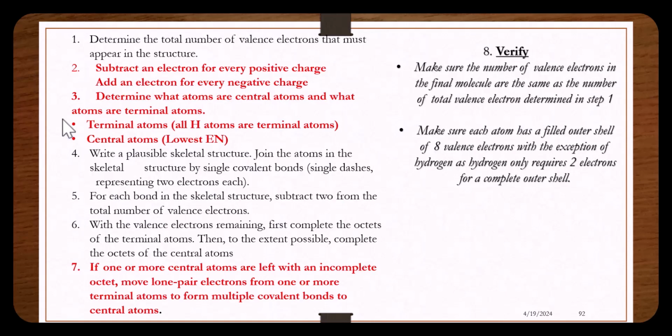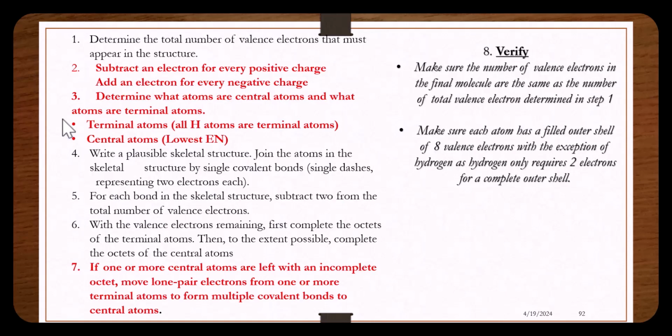Number 6, with the valence electrons remaining, first complete the octet of the terminal atoms. Then, to the extent possible, complete the octet of the central atoms. Number 7, if one or more central atoms are left with an incomplete octet, move lone pair electrons from one or more of the terminal atoms to form multiple covalent bonds to the central atoms.